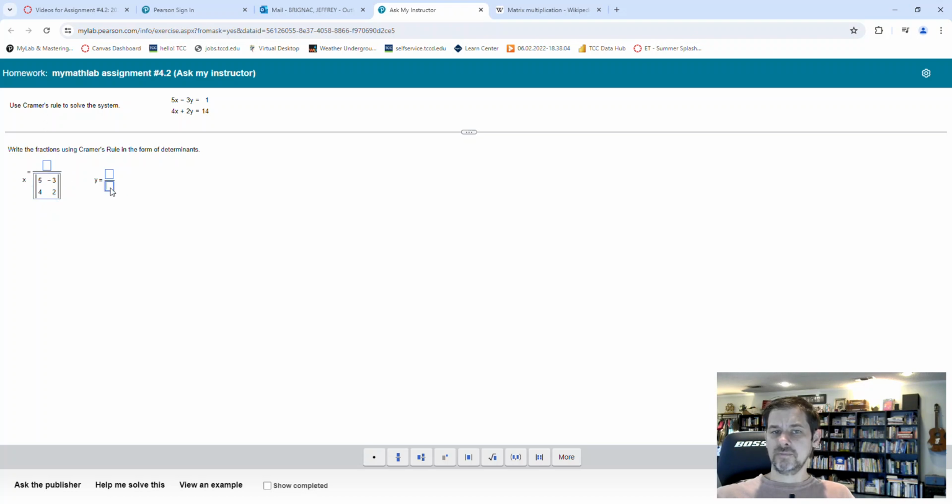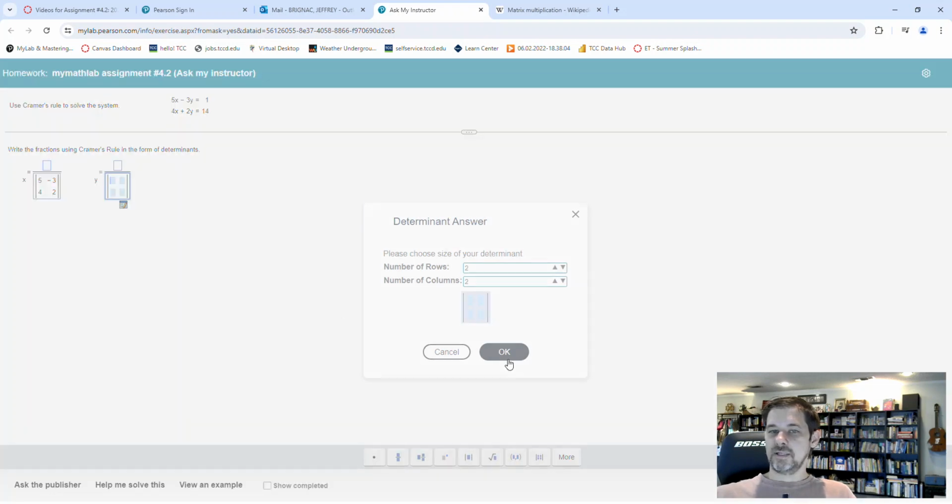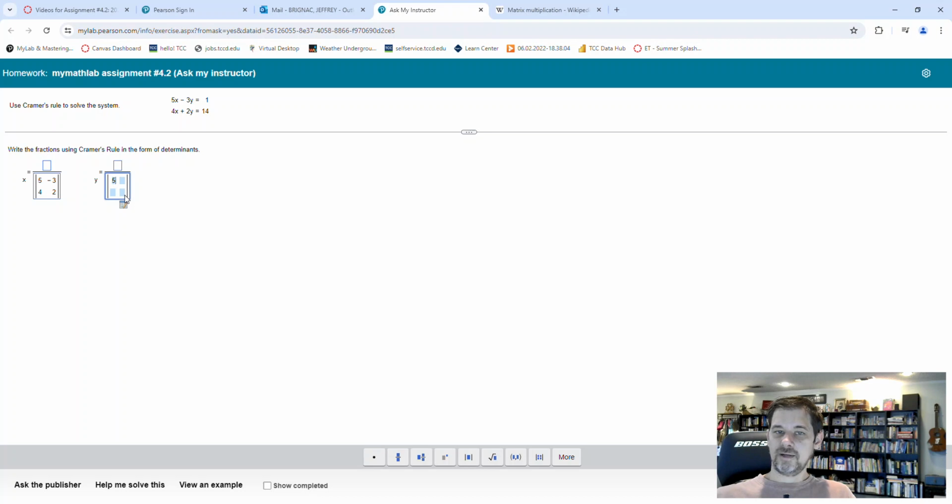So I might as well go over here and put the same thing in. So I'll click determinant. I want it to be 2 by 2, and 5, -3, 4, and 2, and that's how it goes. Now what about the tops? This one is for solving for x.